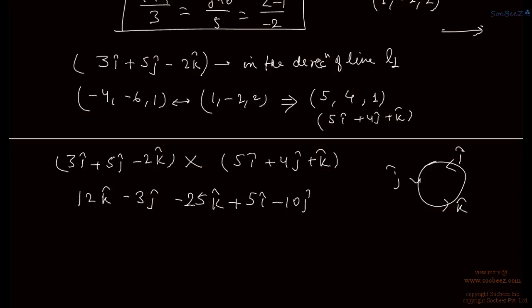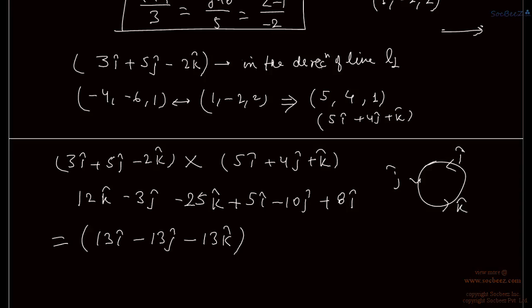cross 4j, so k cross j is minus i, so that is plus 8i, right? And k cross k is 0. So overall we are getting, in i we are getting 13i, in j we are getting minus 10j minus 3j, which is minus 13j, okay, and in k plus 12k minus 25k, which is minus 13k.